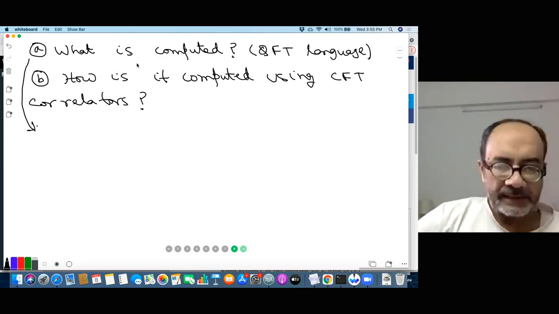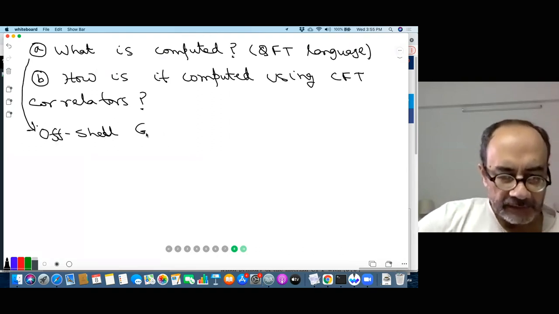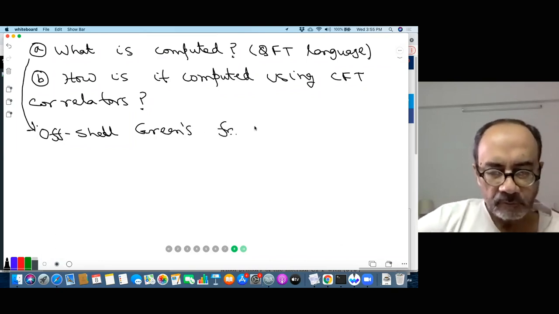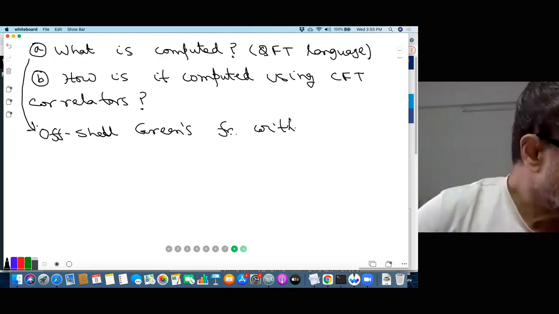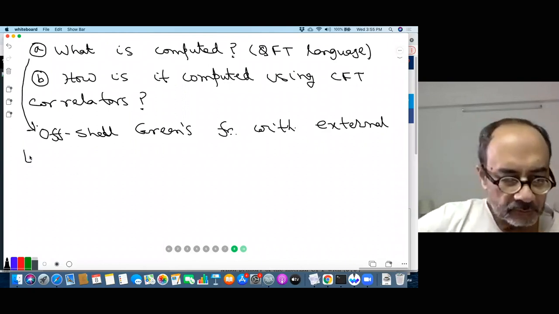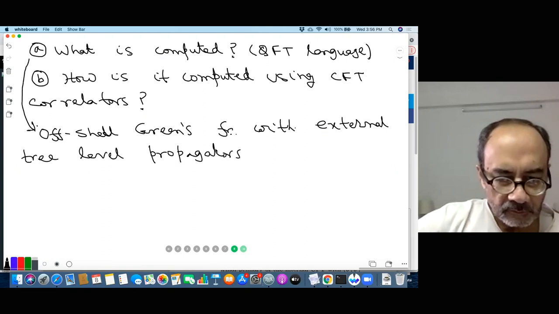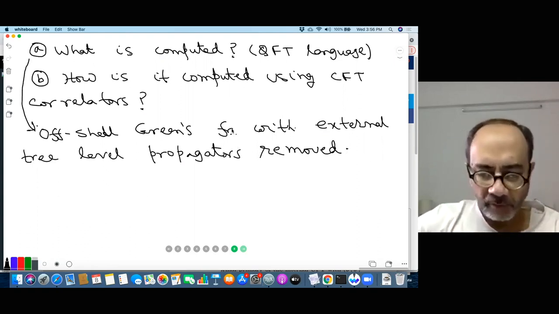So what is naturally computed in terms of CFT correlators is the following. What we compute is an off-shell Green's function with external tree level propagators removed. So this is not quite the amputated amplitude that you are familiar with in QFT. In terms of Feynman diagrams, I'll explain what is being computed.